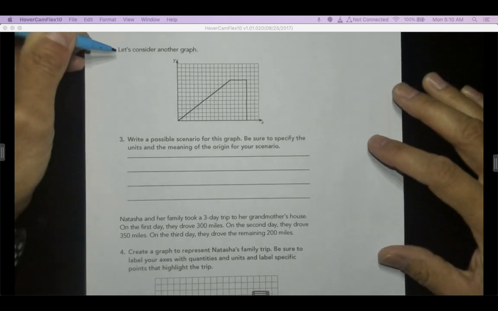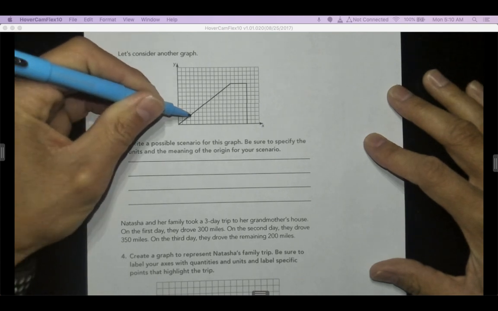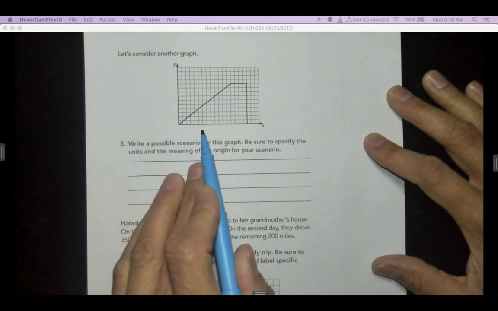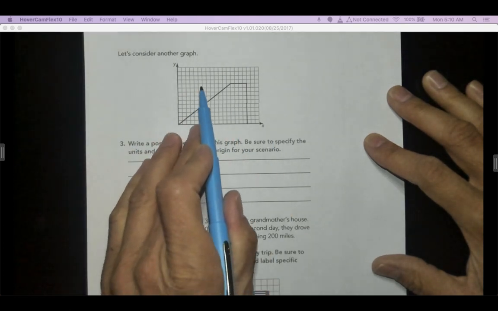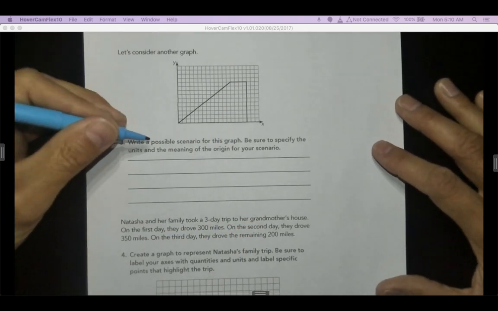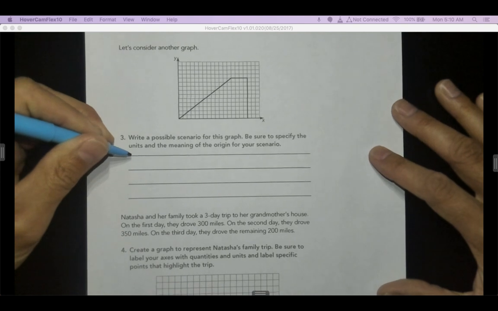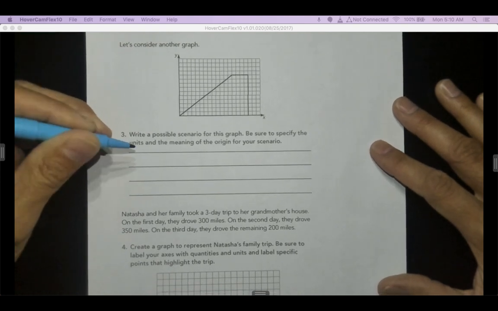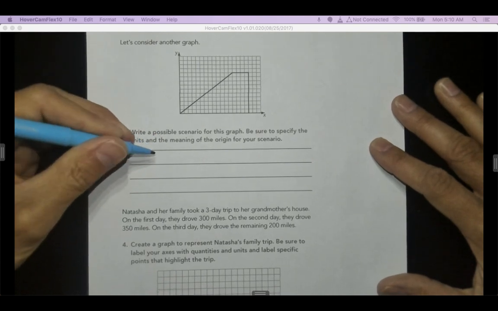All right, let's consider another graph. So we have this one right here, and here's the line, and then it goes right back to there. This is the x-axis. This is the y-axis. So everything in here is in quadrant number 1. It says write a possible scenario for this graph. Be sure to specify the units and the meaning of the origin for your scenario. And so we could have a whole bunch of answers here, but I'm going to give you a scenario.